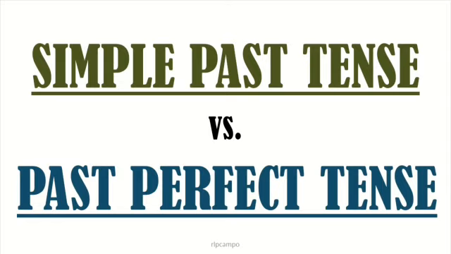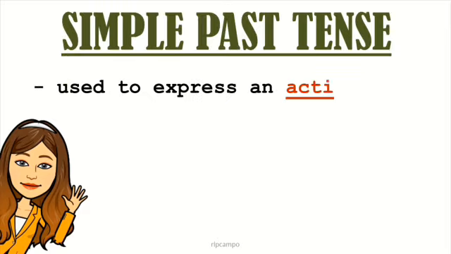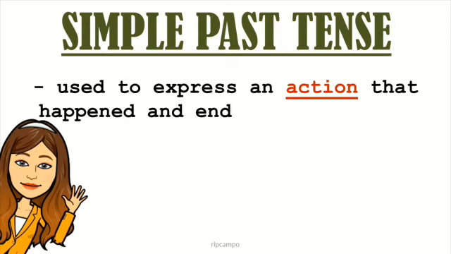This lesson focuses on the grammatical features of past and perfect tenses, and it highlights the clear distinction between the two and how they interact in forming clear and coherent sentences. Let's start with simple past tense. Simple past tense of the verb is used to express an action that happened and ended in the past.